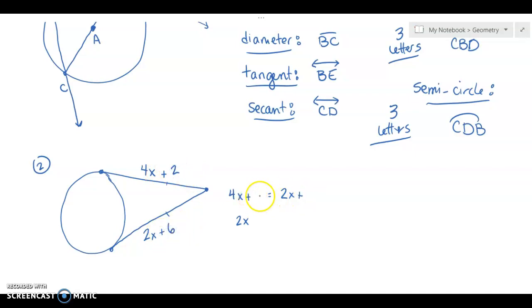So I apologize. 4x plus 2, 2x plus 6. Subtract the 2x, you're going to get 2x. Subtract the 2 from the 6, you're going to get 4. Divide by 2, you're going to get 2. All right, so you want to set the two tangent lines equal to each other and solve for x.